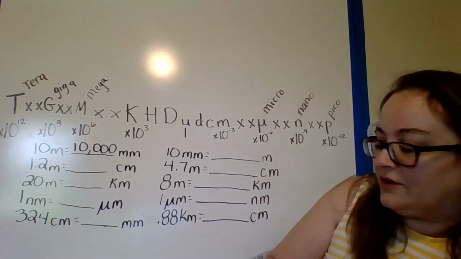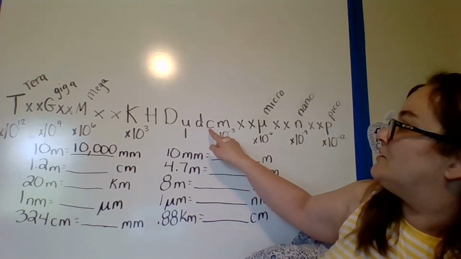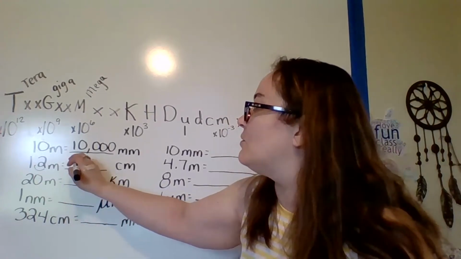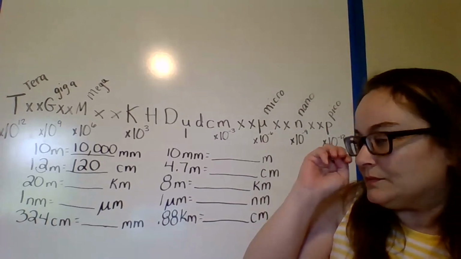Next, again, we're going to start on unit, but this time we're just going to stop at centi. So unit, 1, 2 to centi. So 1 gets it to here. So 1 more would make it 120 centimeters.